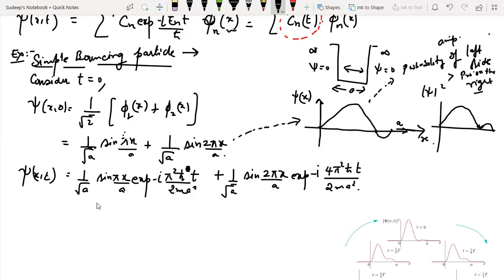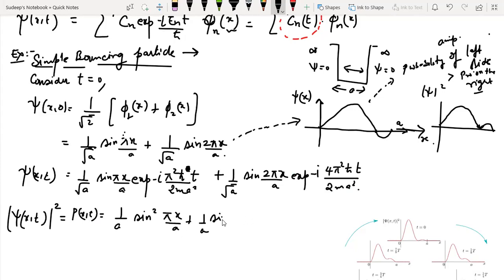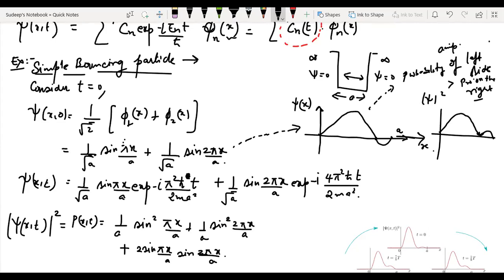But the time evolution happens to be this. And if I really want to find psi(x,t) mod whole square, which dictates my probability amplitude, this probability amplitude turns out to be, I'm just showing it to you, 1 upon a sine square pi x upon a plus 1 upon a sine square 2 pi x upon a. And then there would be a mixed term, so this will be 2 sine pi x upon a into sine 2 pi x upon a times some factor. That I'm not solving; I'm leaving it to you to solve this particular thing.